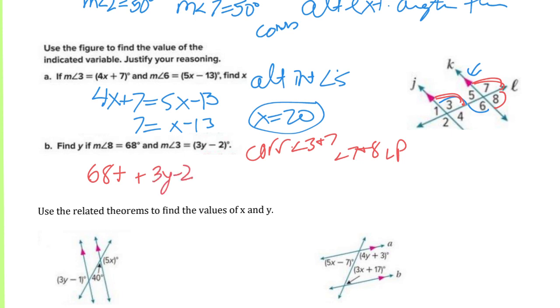Don't know why I put two plus signs there. I'll erase one of them. Okay. So if you add 68 plus 3y minus 2, you're going to get 180 degrees. Why? Because of the givens, and then because of corresponding angles 3 and 7, and then because of the linear pair that 3 and 8 make to be 180 degrees. And so then we're going to combine 68 with minus 2 to get 66. We're going to subtract 66 from both sides. You get 3y is equal to 114. Divide both sides by 3, and then y is going to be 38. And we could go back and find the measure of each angle, but they don't ask us to do that.